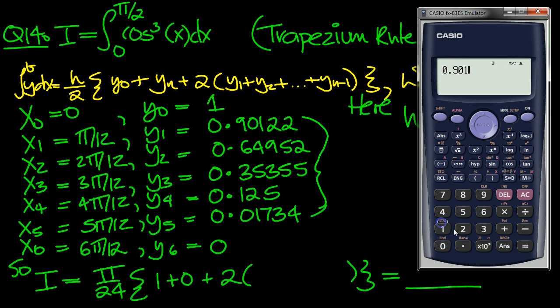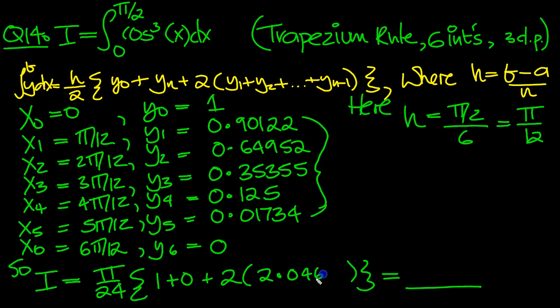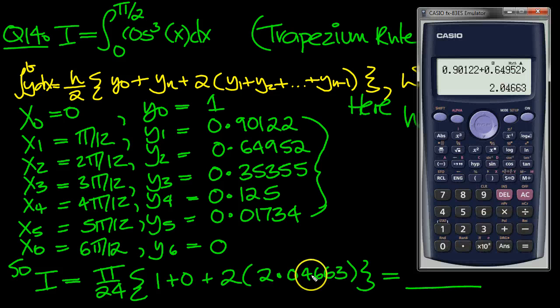0.90122. So it's just a simple matter of just adding these up. 0.64952. It's a good idea to toggle back and double check all these, of course, if you're doing a test. 0.35355. And then 0.125. And then the last one, 0.01734. 2.04663.